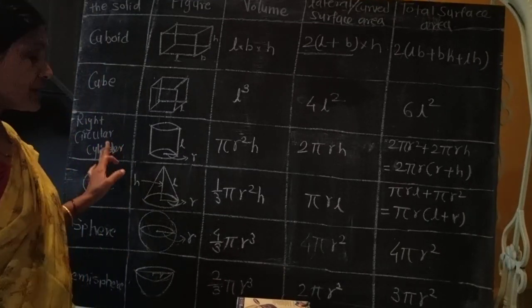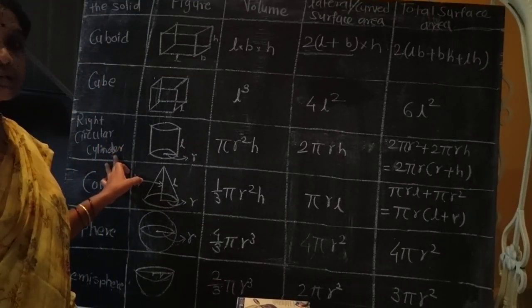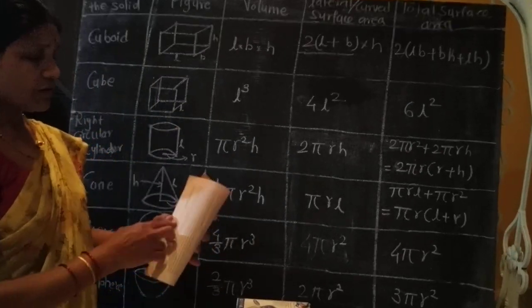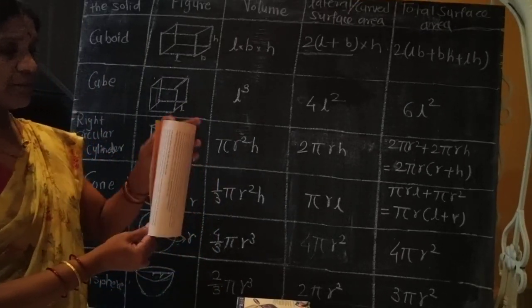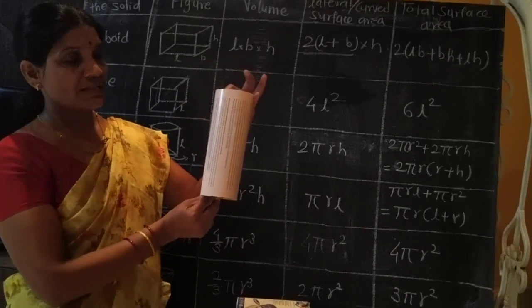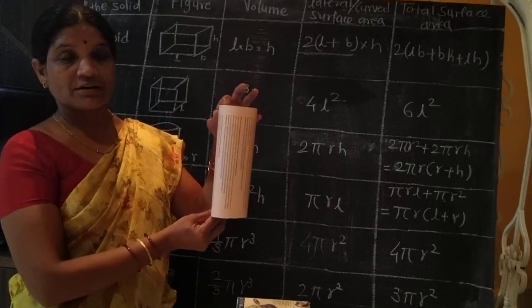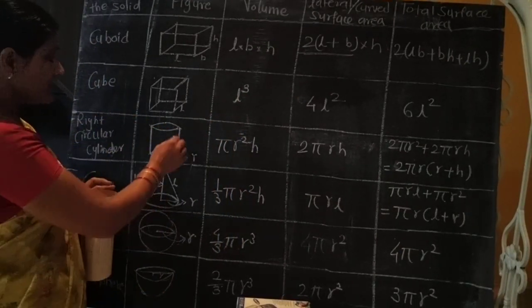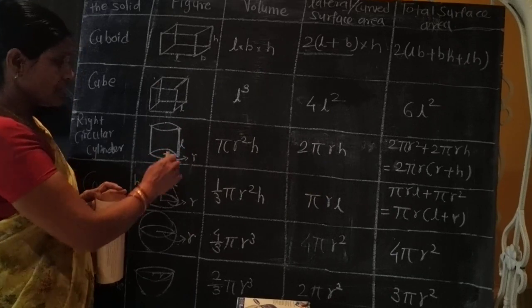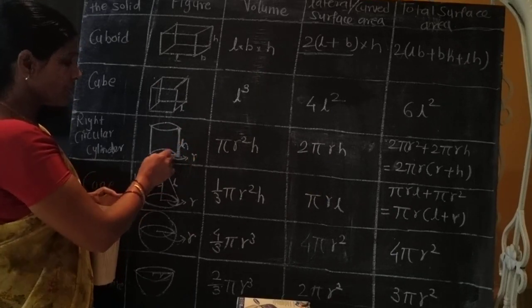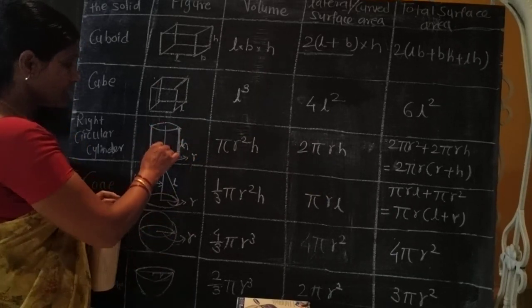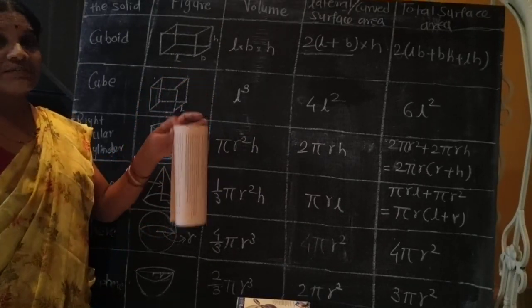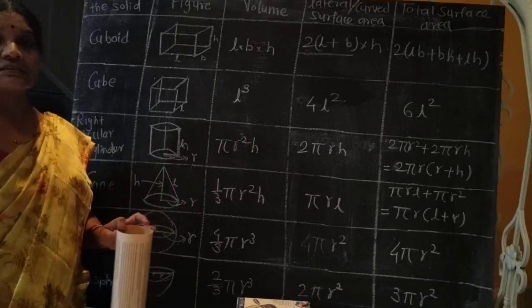Now the next figure is a right circular cylinder. See here, this is the shape of the figure, it is a right circular cylinder. Why is it called a right circular cylinder? Because here this height is perpendicular to the radius. This height is perpendicular to the radius, and that's why it is called a right circular cylinder.